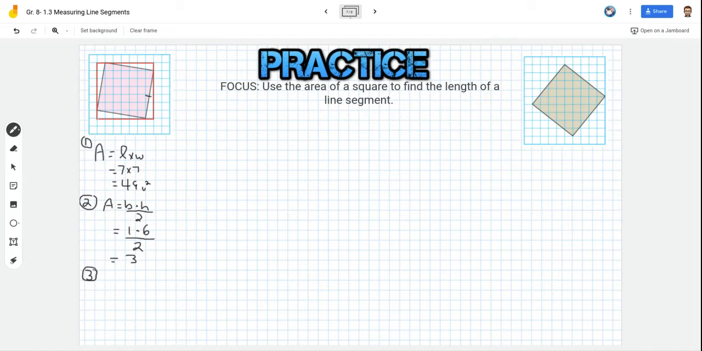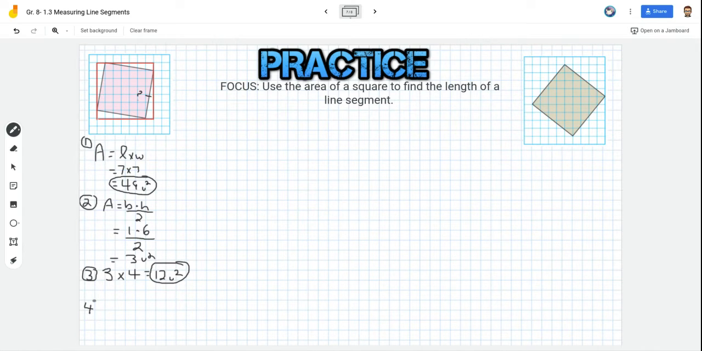Step number 3 is that I have 4 triangles on the outside. I need to find the area of those triangles. So I take the area of one of these triangles and I multiply that by 4, which gives me 12 units squared. I'm just going to put a circle around here because we're getting close to figuring out the measurement of this line segment.